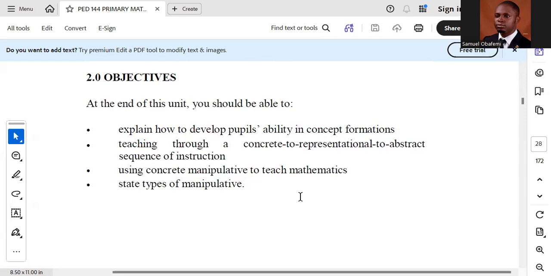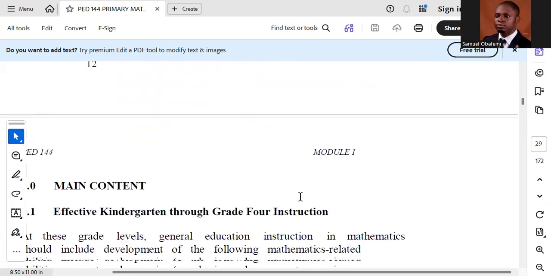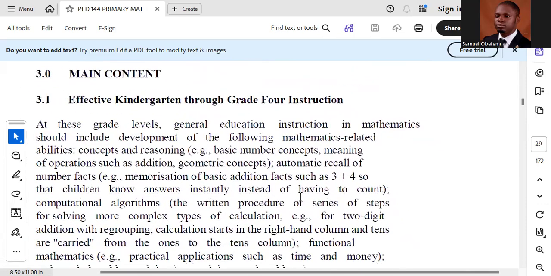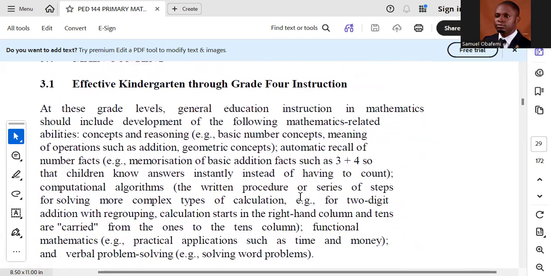Let's go gradually. Now let's go to the first thing we have here, which is 3.1, effective kindergarten through grade 4. Effective kindergarten, that means from kindergarten all through to primary 4. How to instruct them. That's what we want to talk about now.